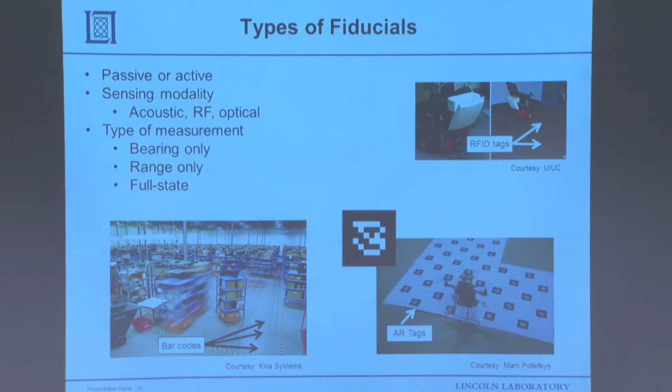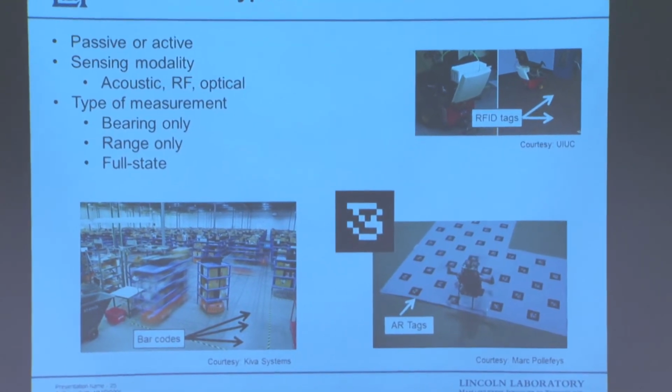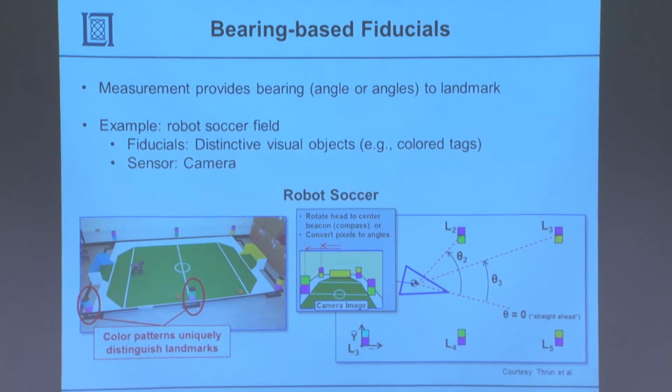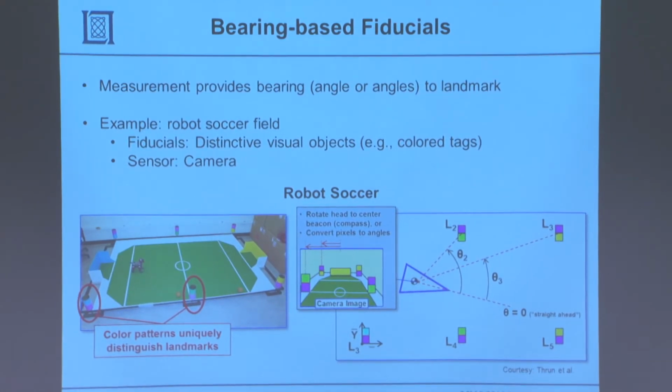Fiducials also will vary, or one of the ways you can classify different fiducials is the type of information that you can get from them. Some fiducials in the environment will only provide you with bearing information, so the angle to that particular fiducial. Others only provide range information, so how far away you are from that fiducial. And then others provide kind of full state knowledge of where you are relative to that fiducial. Those tend to be nice to have because you just need to sense a single fiducial in order to get relative position.